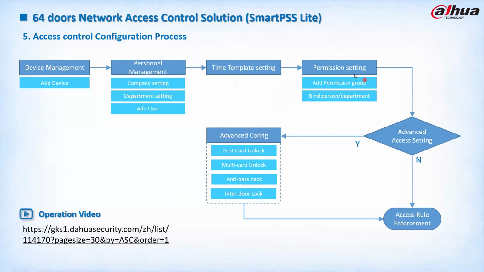Now, once you do this, you can set up the advanced access control configuration settings. If you don't want to do that, you can proceed on to enforce the rules that we have. But if you want to make the environment more secure, you can do these advanced configuration settings for the fast card unlock, the multi-card, anti-passback, and the inter-door lock. So in this case, this is optional.